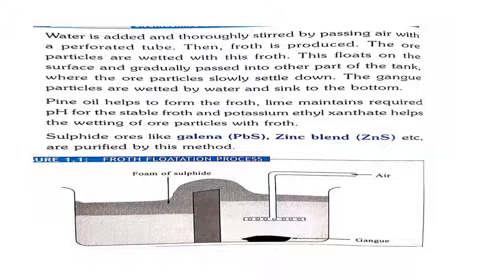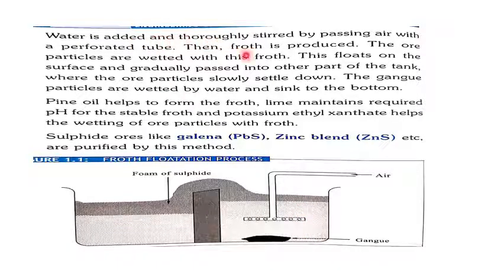Next, that pasty material is taken in this beaker here. Next, add pine oil, lime and potassium ethyl xanthate. The process is simple. First we take ore from the earth's crust. That ore is powdered and made into a pasty material with water. That pasty material is taken in this tank, and after that we add pine oil, lime, potassium ethyl xanthate.